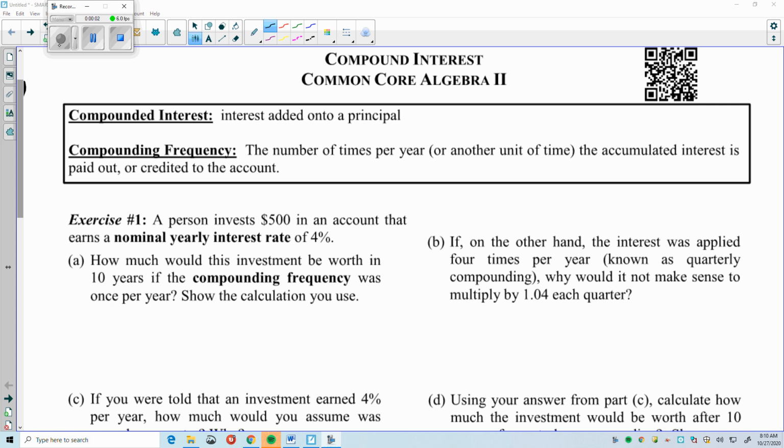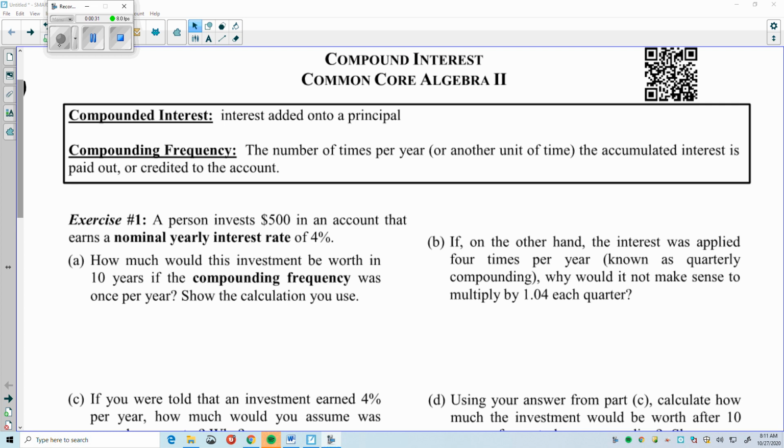Today we're looking at a topic called compound interest, and this is a really important topic, especially when you're dealing with different loans that you'll be experiencing throughout your life. Terms that we need to be aware of: compound interest is just the interest that is added on to the principal. A principal could be an investment, or the amount of your loan. That's what you're beginning with.